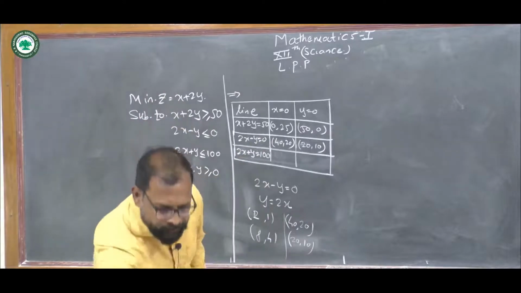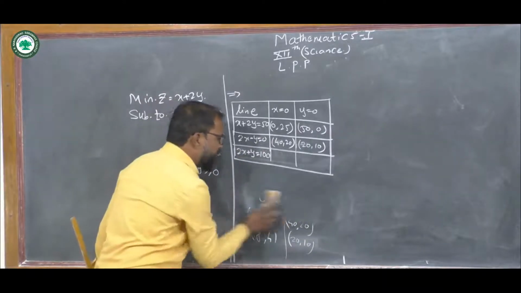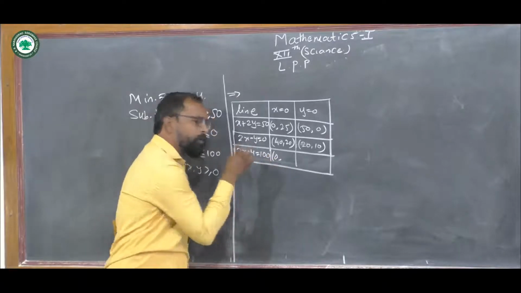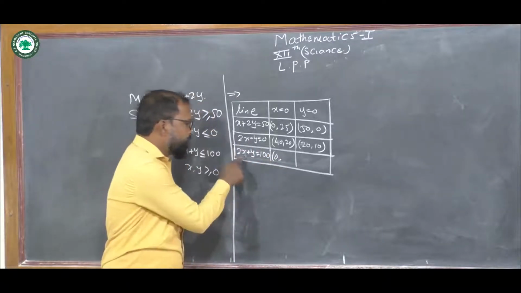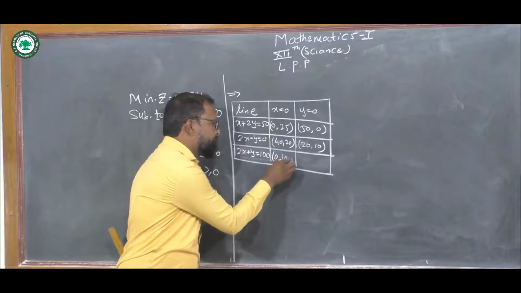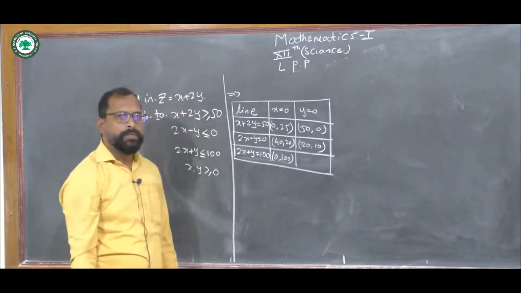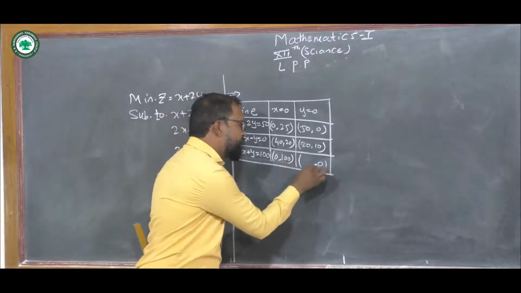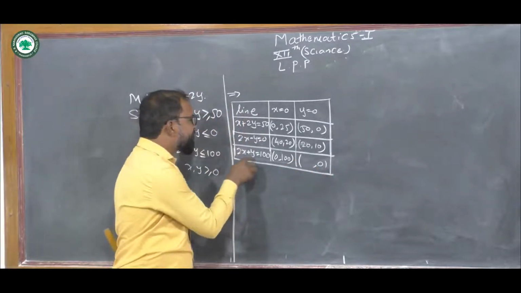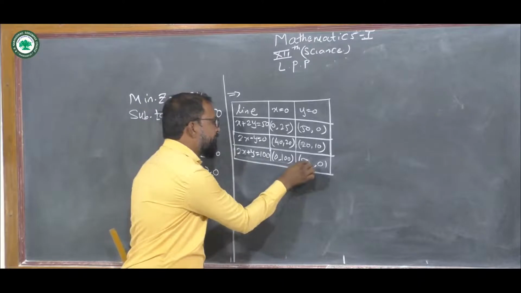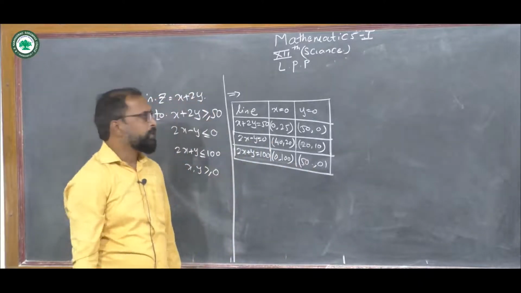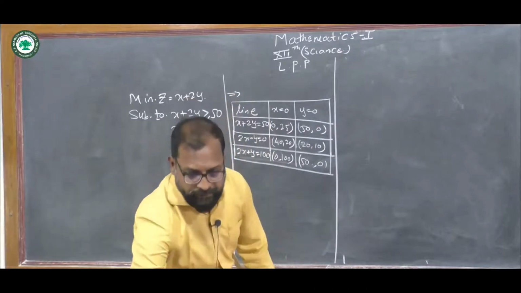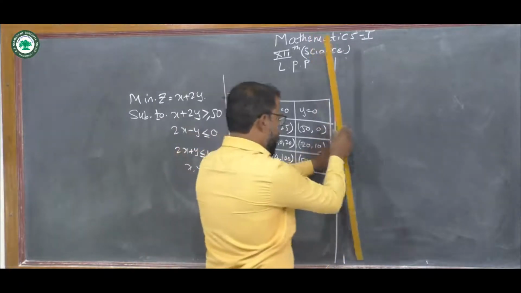So now, for the third line, if we put x equals 0, we get y equals 100. Similarly, if we put y equals 0, we get 2x equals 100, that is, x equals 50. Now plotting these lines on a graph.